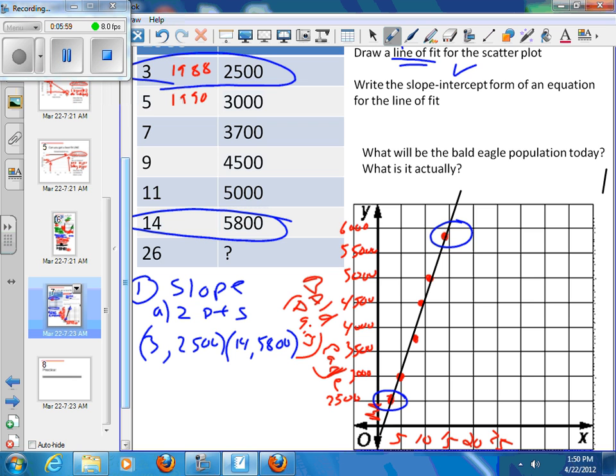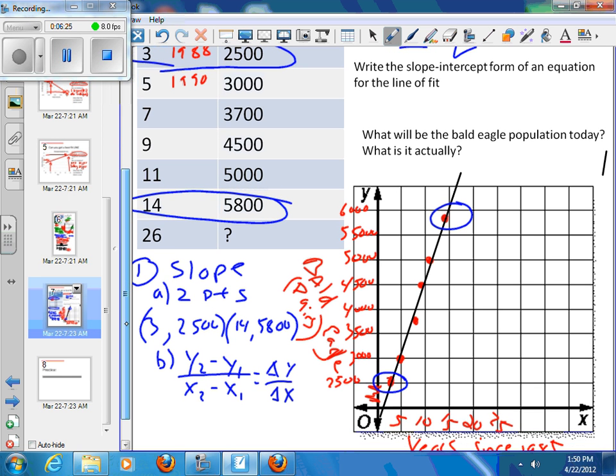Okay, after I've got my 2 points, part B, I actually am going to compute my slope, which is y2 minus y1 over x2 minus x1, or it's delta y over delta x, however you like to think about that. Delta is a Greek letter, and it means change in. And so when we talk about the delta y, we're talking about the change in y. And anytime you find change, you're actually doing subtraction, so that's where that came from.